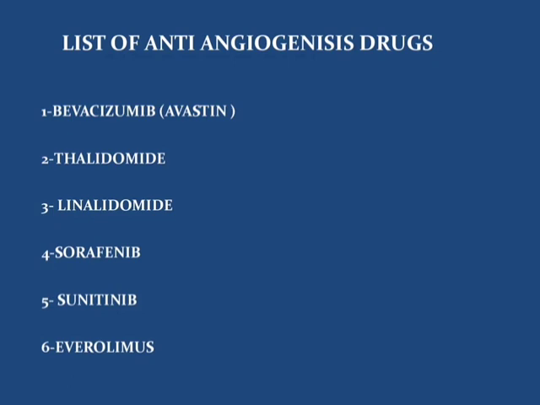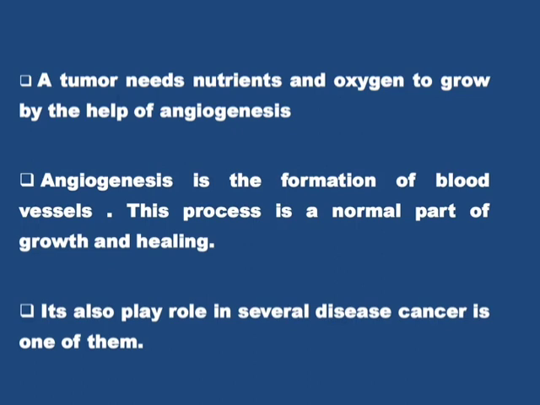So let us talk about the list of anti-angiogenesis drugs: bevacizumab, Avastin, thalidomide, lenalidomide, sorafenib, sunitinib, everolimus, and surprisingly, doxycycline, an antibiotic, is also considered an anti-angiogenesis drug.